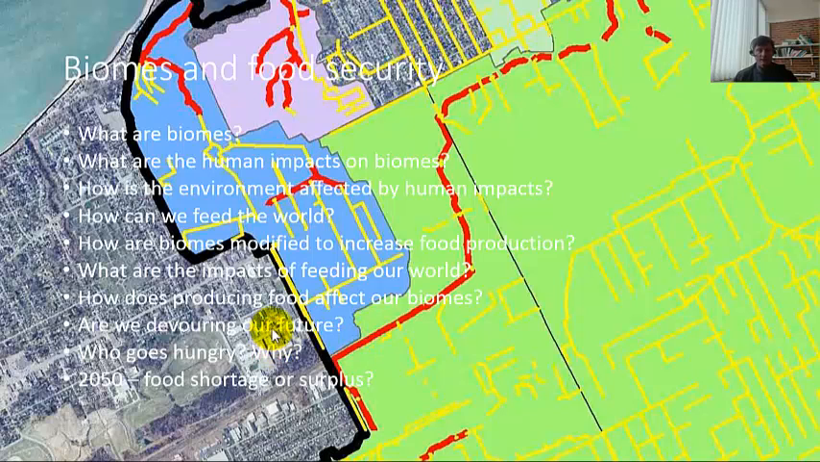And really the wider questions, are we devouring our future? Who goes hungry and why? And also, by 2050 will we have a food shortage or indeed a food surplus?